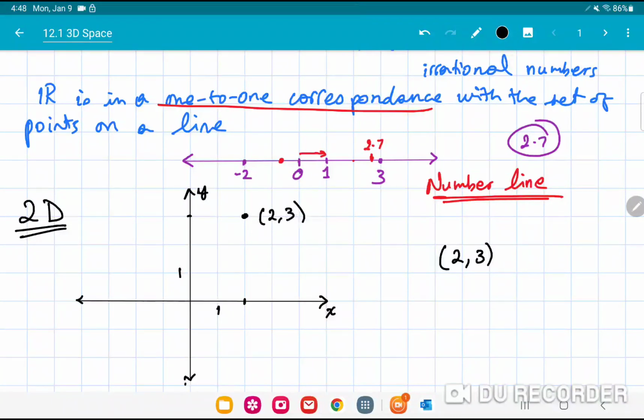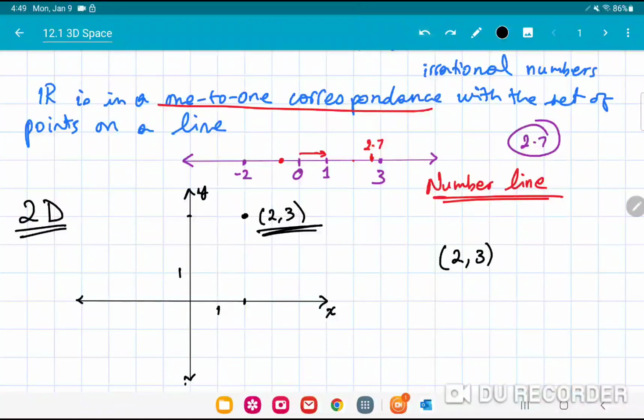So you know this point now has a name. The name is the ordered pair 2, 3. So every point on the plane has an ordered pair, and every ordered pair represents a point on the plane. Okay, what does this really mean? This means that the point is 2 units out from the y-axis. If you measure it from the y-axis, it's 2 units out from the y-axis.